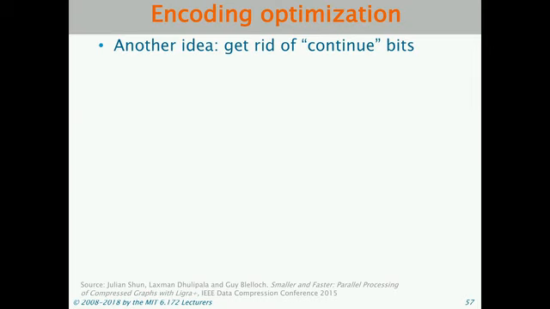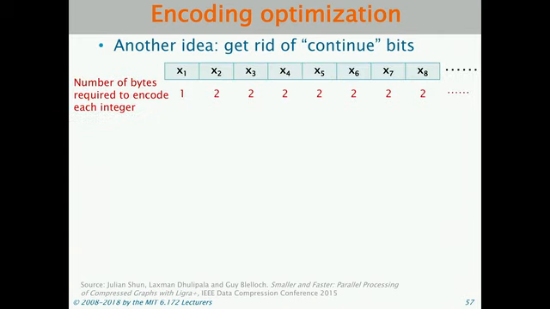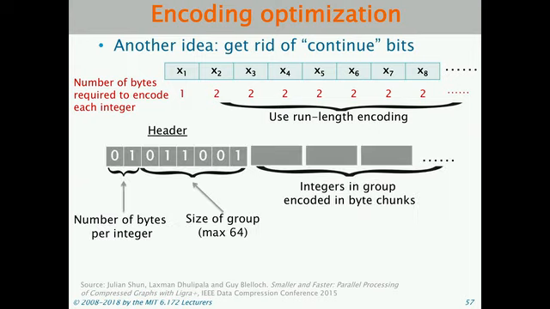So one way you can optimize this is to get rid of these continue bits. And the idea here is to first figure out how many bytes you need to encode each integer in the sequence. And then you group together integers that require the same number of bytes to encode. Use a run length encoding idea to encode all of these integers together by using a header byte, where in the header byte you use the lower six bits to store the size of the group and the highest 2 bits to store the number of bytes each of these integers needs to decode.